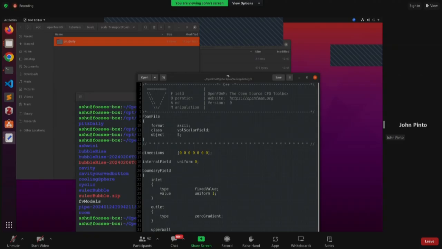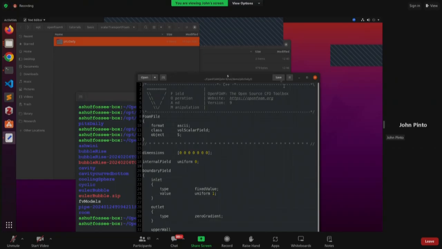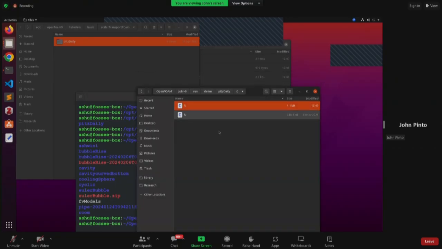If you make a mistake here, then it will be a problem. So I have written 0 everywhere because my scalar is dimensionless. Okay. Then let these values be as is. We don't know now. Let's see. Okay. I'm just showing you where to make the changes.